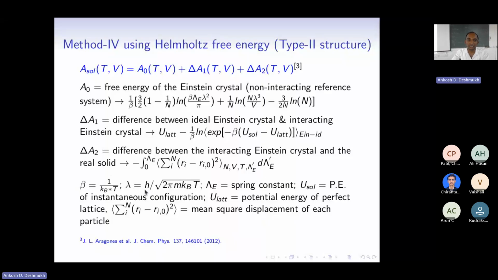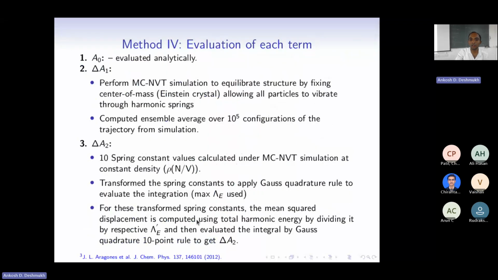Here lambda is also the thermal wavelength, which is computed as h by the square root of 2 pi m kBT, and lambda E is the spring constant I have mentioned earlier. U lattice is the potential energy of the perfect lattice, and this is the mean square displacement, a summation over i to n of Ri minus Ri at 0, whole squared. For each particle, we have to compute that MSD value.